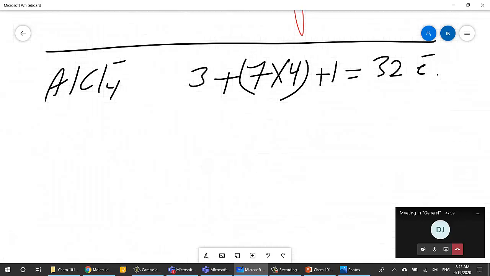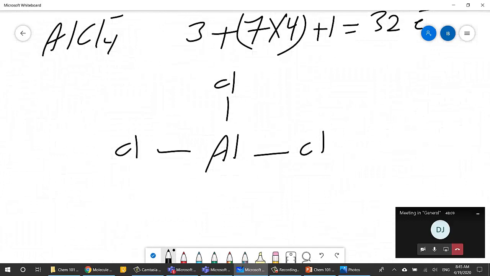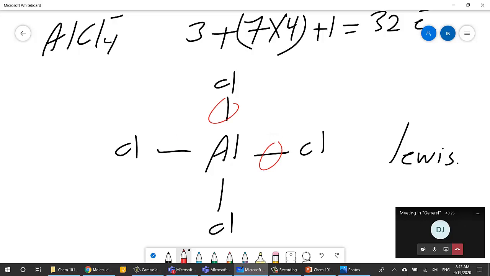So there's AlCl4, that means Al is in the middle. I'm drawing the Lewis first. So 4 Cl's, okay? Now this is Lewis, and Lewis is a first step to draw a VSEPR structure. So you want to put the electrons, of course. 32 electrons, there's only 8 here, 2, 4, 6, 8. That means we have to put the rest of the electrons. Let's satisfy octet rule at least for the Cl first. Give each guy its 8 electrons.